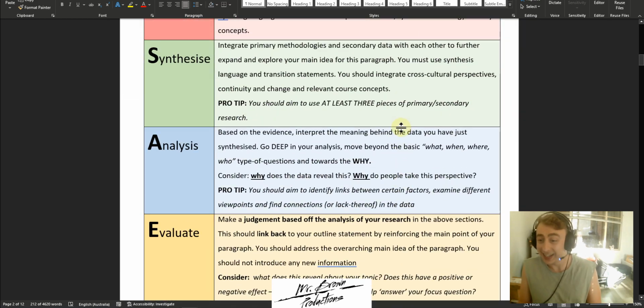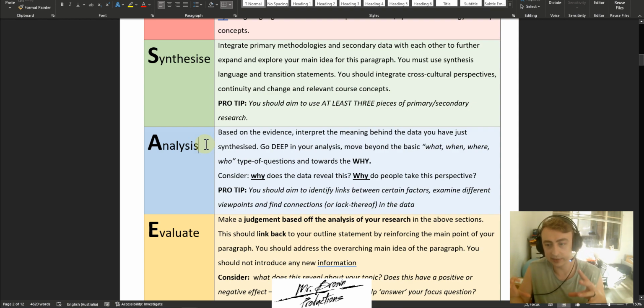We're then going to look at the next component, which is analysis. Okay, so this is in blue. Feel free to pause me if you need a break, or whatever. This is good stuff. I'm just getting excited. So the third component of this paragraph structure is analysis.